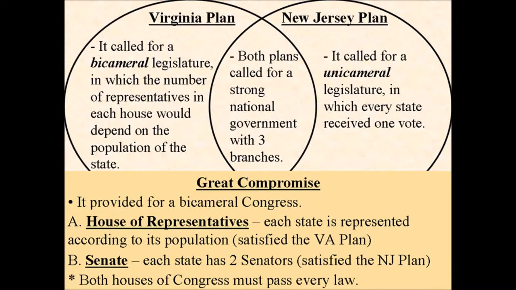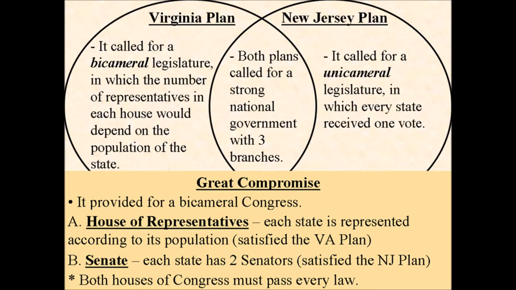Versus the New Jersey Plan, which strengthened the Articles of Confederation. There was one house legislature, one vote per state, and the representatives chosen by the state government. Congress can tax, and the Supreme Court were appointed for life by the executive.